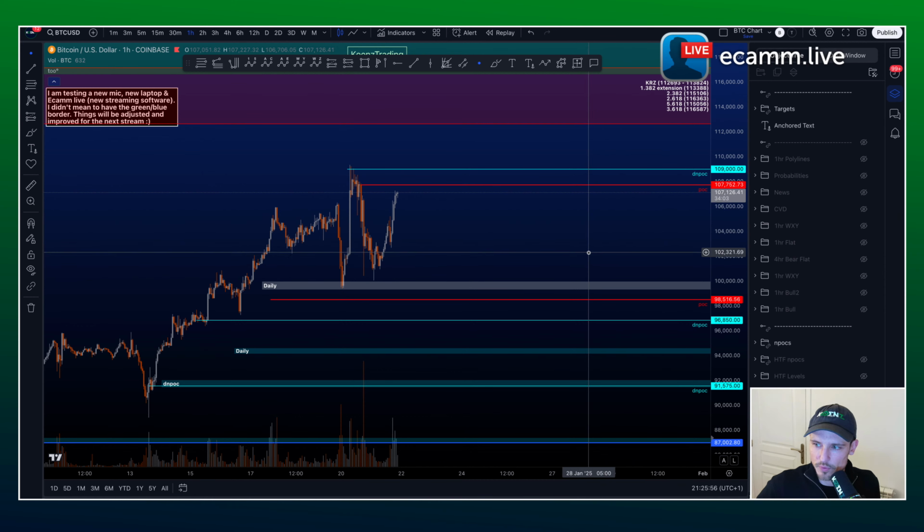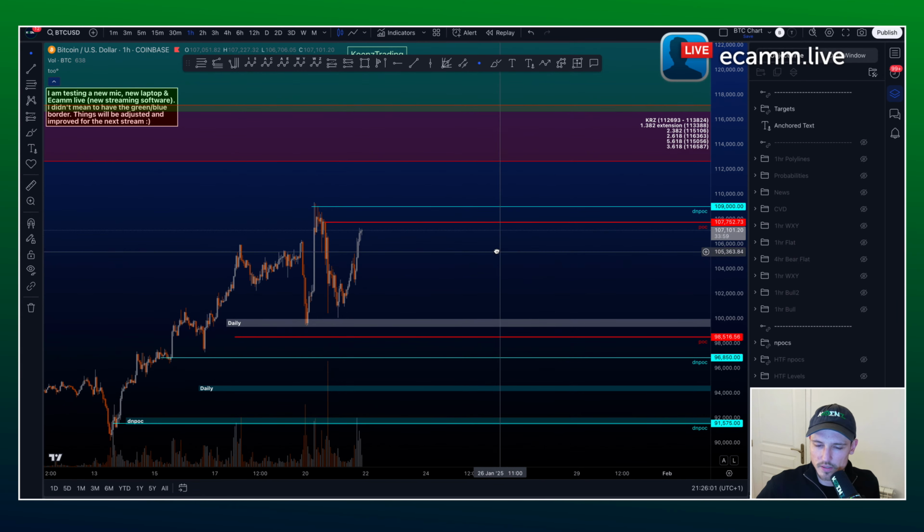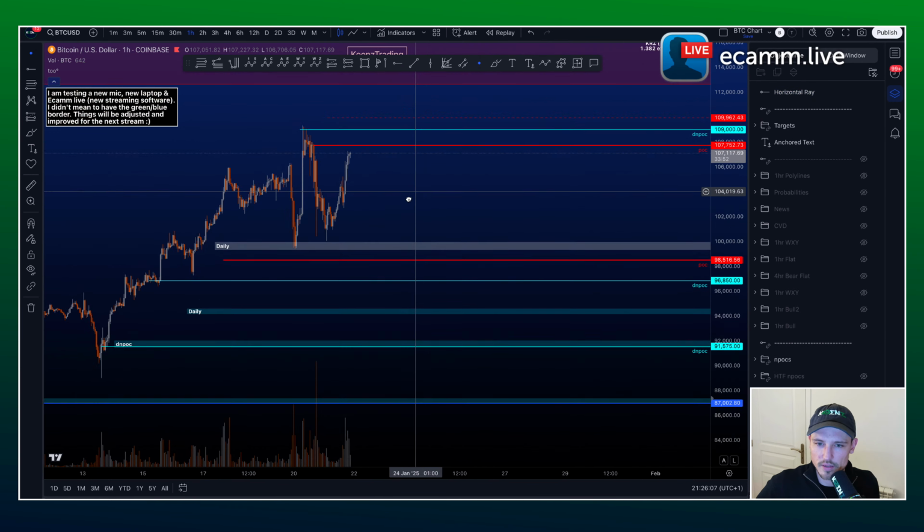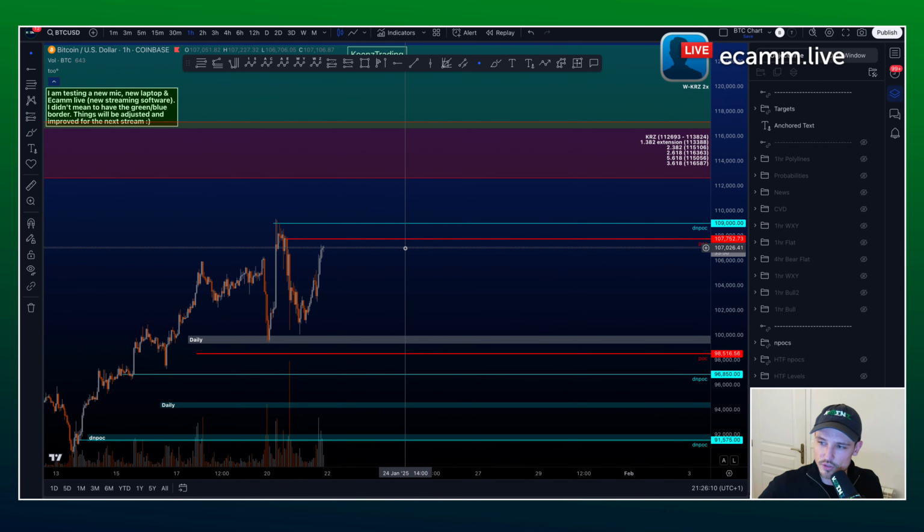How do you put the daily naked point of control on the chart fixed? Mine is moving when I move the chart. This is just a horizontal line. So you just take a line, put it on the chart, and if I move the chart, it just stays where it is.